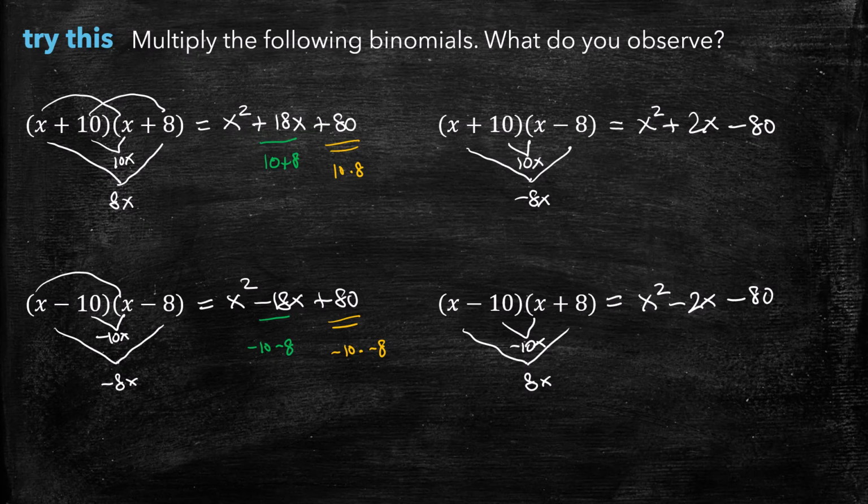So in this case, let's think about the middle terms, 2x versus negative 2x, and how did this come about? Well, this is because we had 10 plus negative 8, whereas here we have negative 10 plus 8. And in this last case here, why have we got negative 80? Well, because one of the terms is positive and the other is negative. So here we have negative 10 times 8. So these observations, we're going to generalize in the next slide.